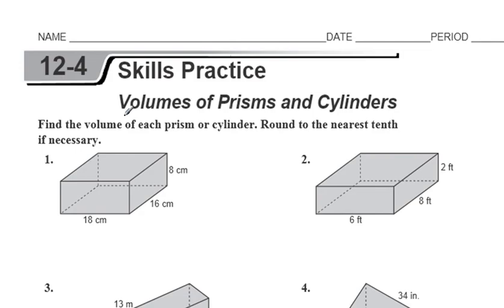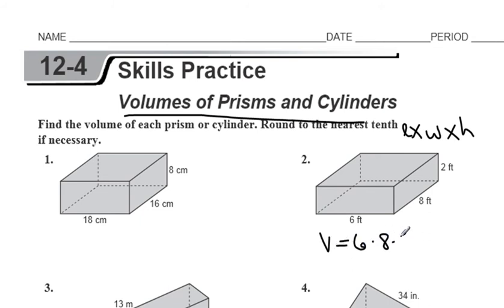Okay, number 2 for volume of prisms and cylinders. The volume of a rectangular prism is length times width times height. So very simply, the volume would be 6 times 8 times 2, which gives me a volume of 96 cubic feet, because we're talking about volume now, and that's cubic units.